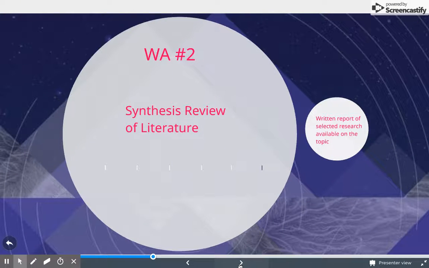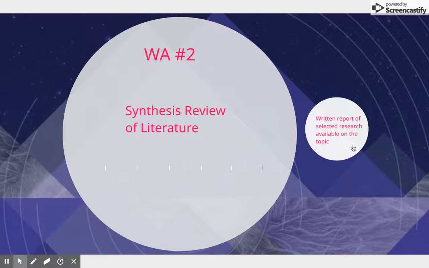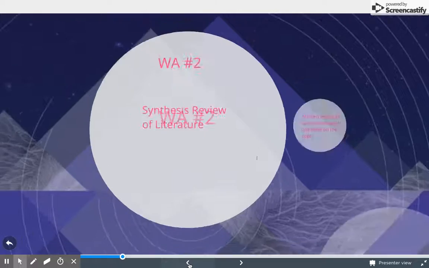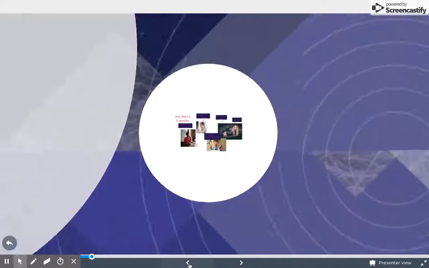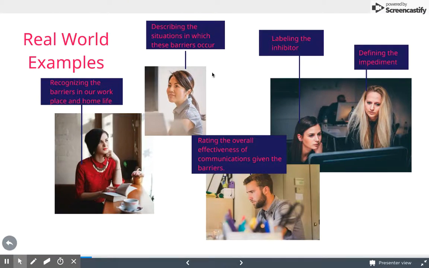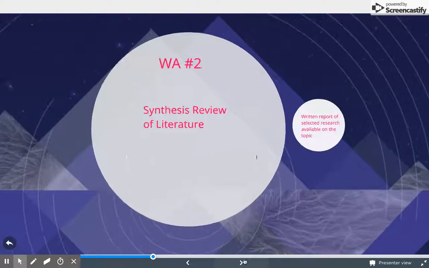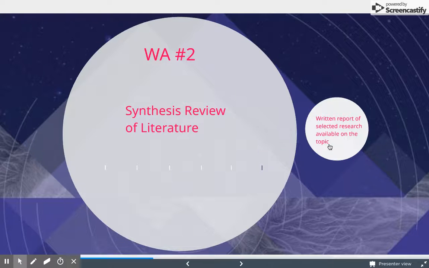synthesis review of literature. It is a written report of selected research available on the topic, or a topic. So I want to take you back for just a second. The basis of what you want to do is head back into your real world examples and select one. Select one of these inhibitors that you noticed. And we're going to use that as the basis, the topic to research for your synthesis review.